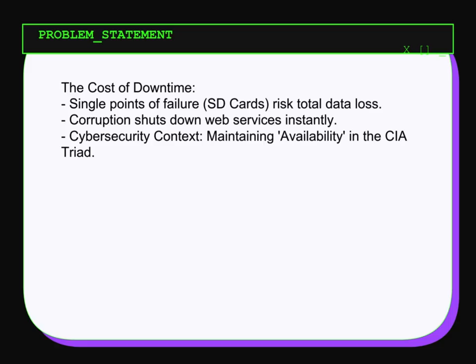From a cybersecurity perspective, this directly connects to the CIA triad: confidentiality, integrity, and availability. This project focuses on the availability pillar, which ensures services remain up and accessible when they're needed.